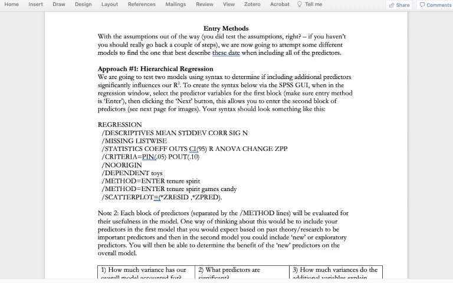So, let's run this. Let's run this and look at it. So, you can just copy-paste this syntax into SPSS, and let's go.